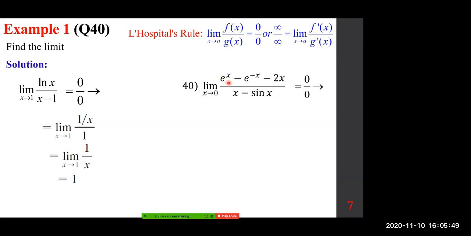So e to the power of x gives us e to the power of x, minus e to the power of minus x gives e to the power of minus x times negative 1, so it makes it positive. Minus 2x becomes minus 2. So the numerator is done. The bottom, x minus sine, gives us 1 minus cosine. So we are doing it piece by piece.